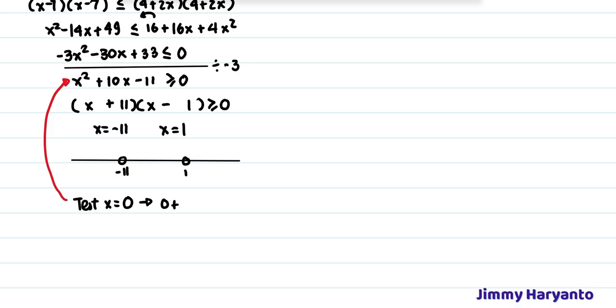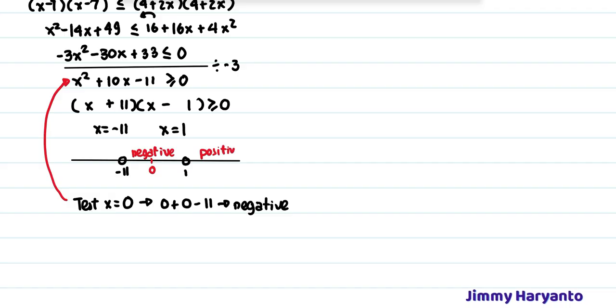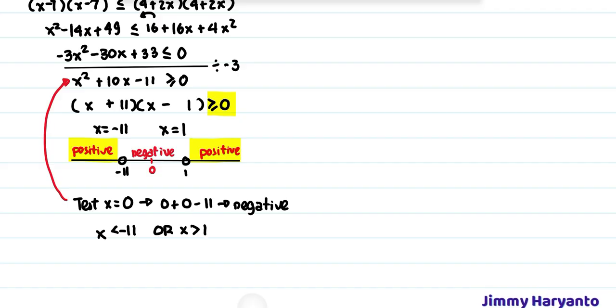You'll have 0 plus 0 minus 11, so you have a negative number, negative 11. So 0 is right here, this one is negative, this one is positive, this one is positive. The question says greater than 0, that means you have to take the positive part. So the final answer will be x less than negative 11 or x greater than 1. Final answer.